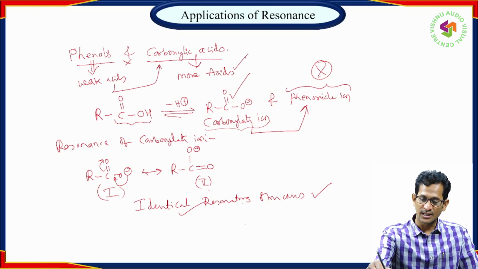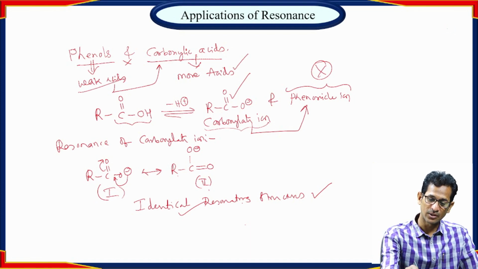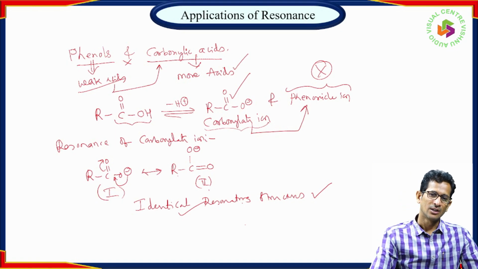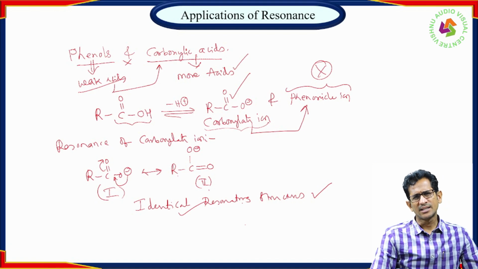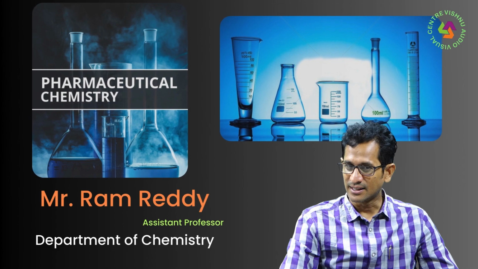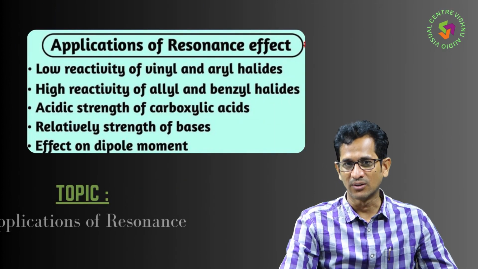Therefore, carboxylic acids are strongly acidic in nature when compared to the acidic character of the phenols. This is about the basicity of amines and acidity of phenols. So how does resonance influence them? Resonance decreases the basic character of amines, and the same resonance increases the acidic character of the phenols.